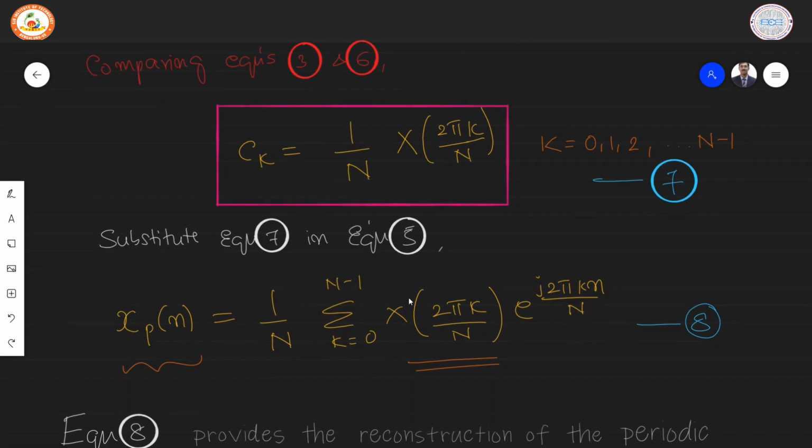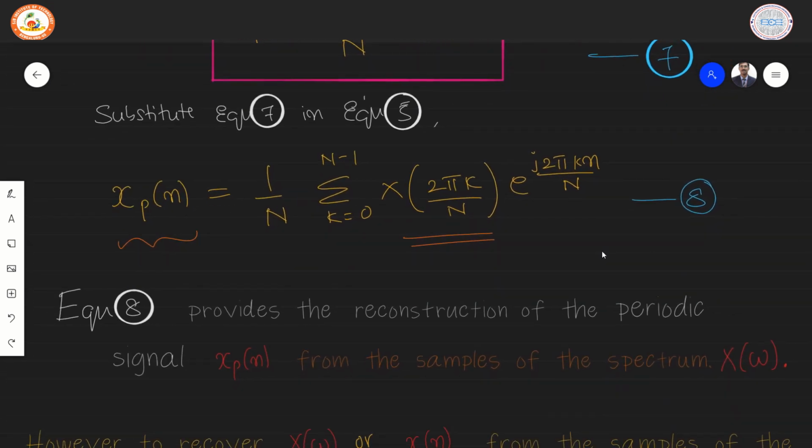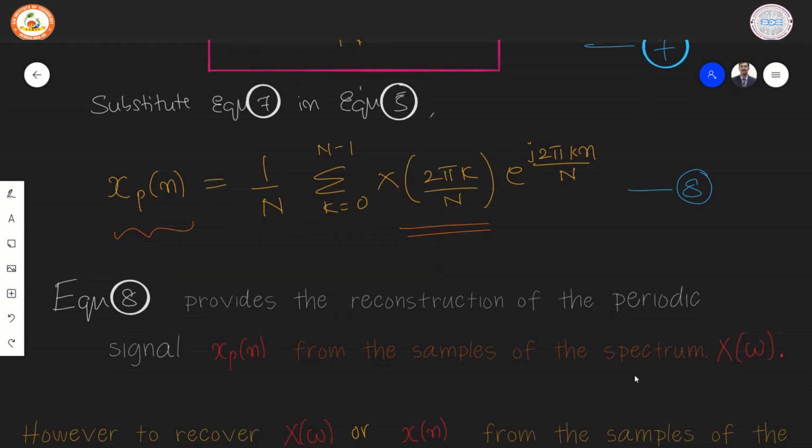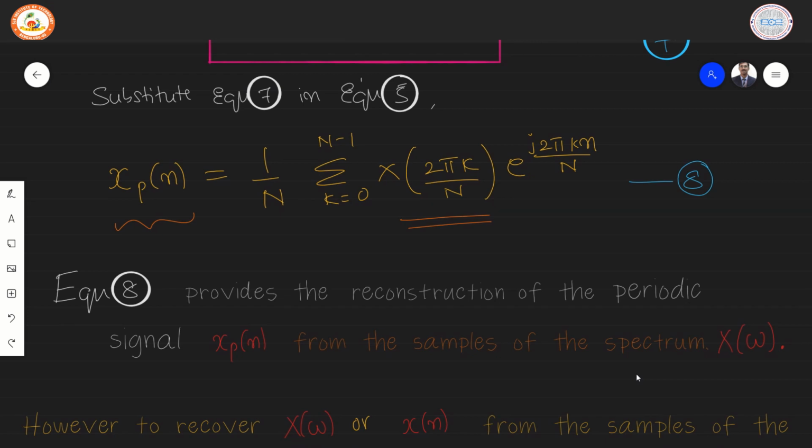It proves that on the RHS, the input is samples of the spectrum. X of omega was a spectrum. We have sampled it. Now from the samples of the spectrum, it is possible to obtain the value of xp of n, which is a periodic repetition of x of n. Therefore, equation 8 provides the reconstruction of the periodic signal xp of n from the samples of the spectrum X of omega. But there still remains something to be proved, that is, is it possible to get x of n?